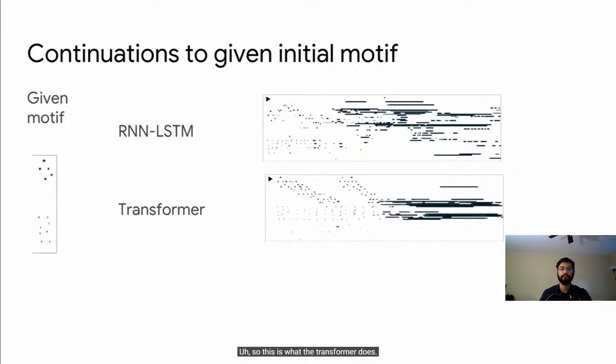This is what the Transformer does. A detail is that these models are trained on half the length that you're hearing, so we're asking the model to generalize beyond the length that it was trained on. You can see that for this Transformer, it deteriorates beyond that, but it can hold the motif pretty consistent.